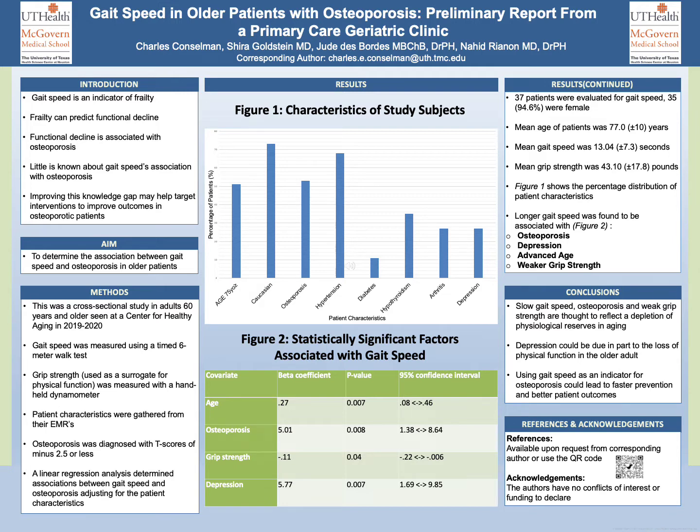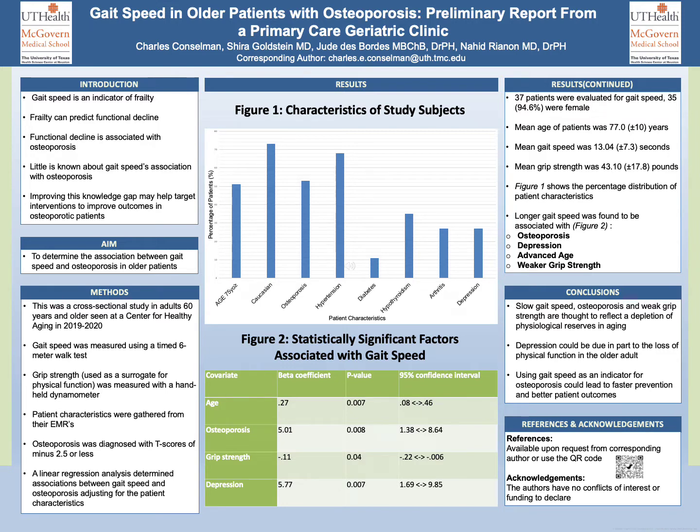The aim of this study was to determine if there is any association between gait speed and osteoporosis in older patients. Now moving on to our methods, this was a cross-sectional study in adults 60 years and older seen at a Center for Healthy Aging in 2019 to 2020.